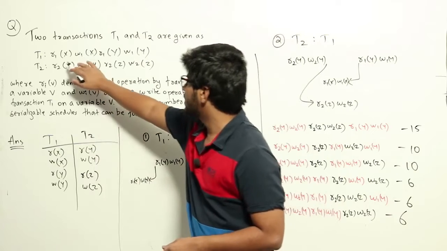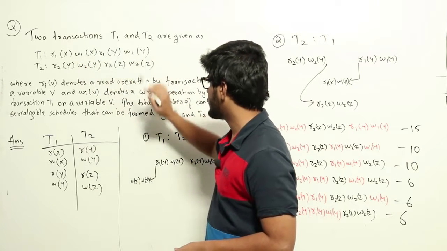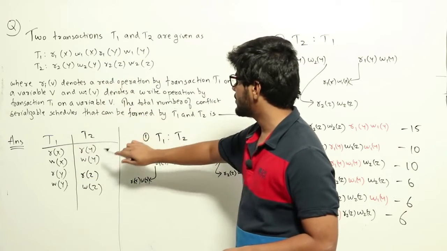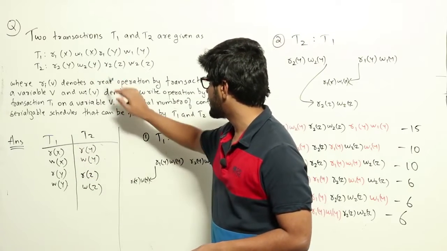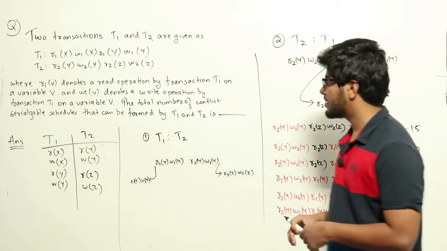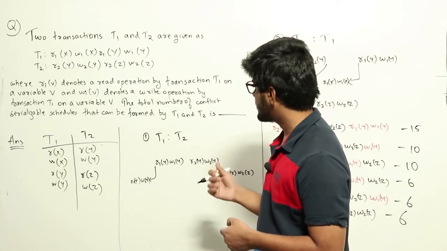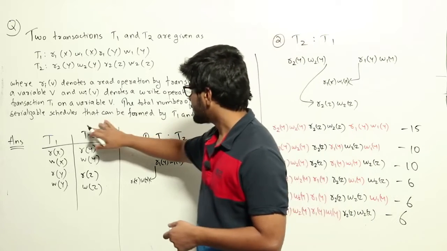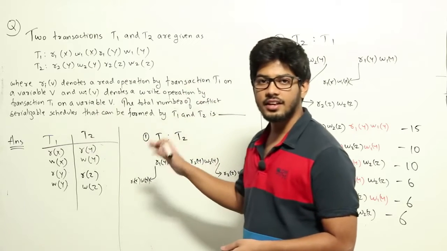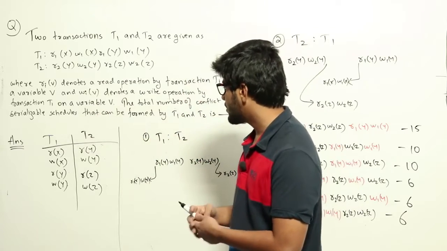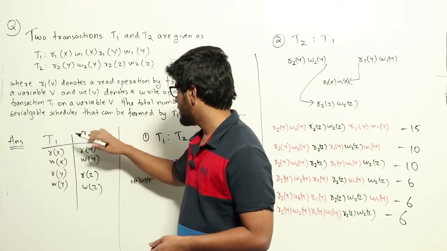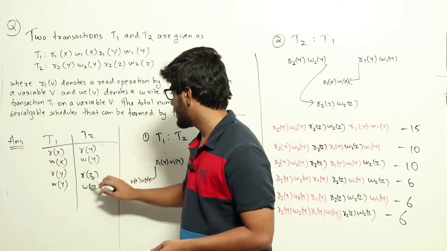So T1 has read of x, write of x, read of y, and then write of y. It's reading x, writing x, after that reading y, it's writing y. Similarly T2 has reading y, writing y, after that reading Z, writing Z. So they are asking us about conflict serializability. So conflict serializability, any conflict occurs when two transactions are either reading and writing on the same data object. So if you look at here, T1 is reading and writing X, after that reading and writing Y. Similarly, T2 is reading and writing on Y, after that reading and writing on Z.